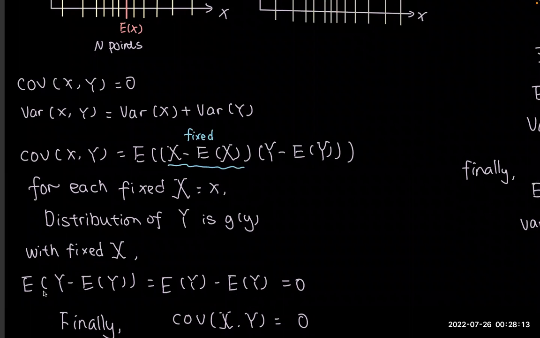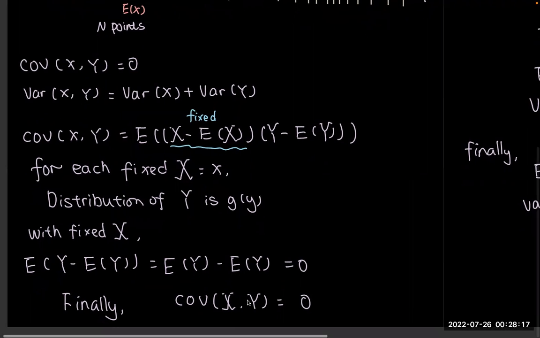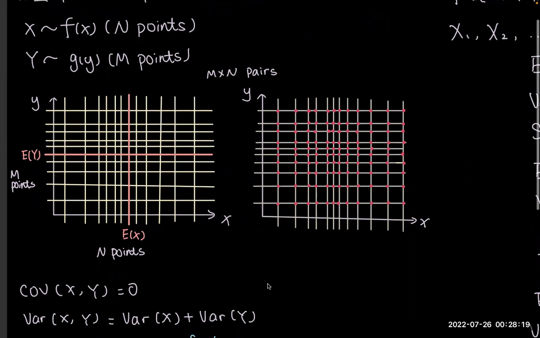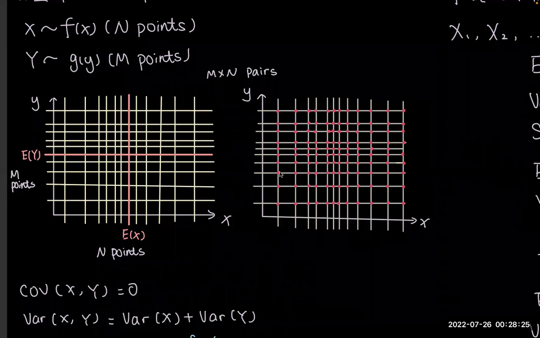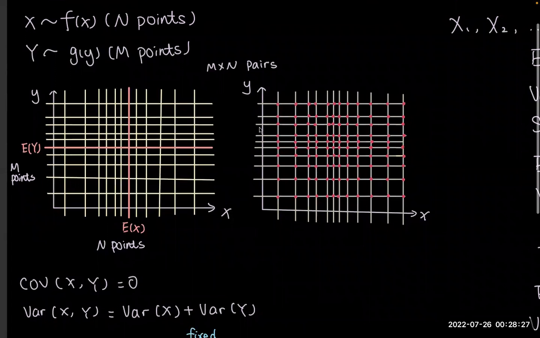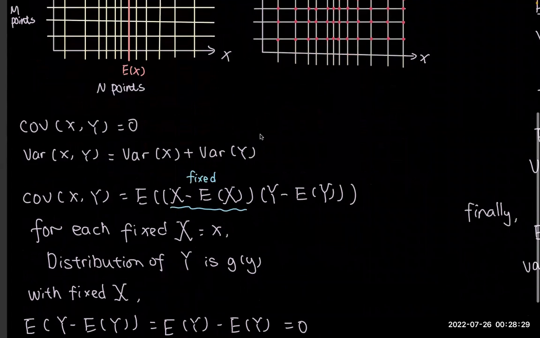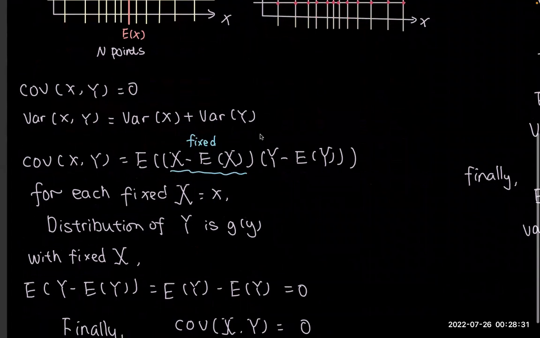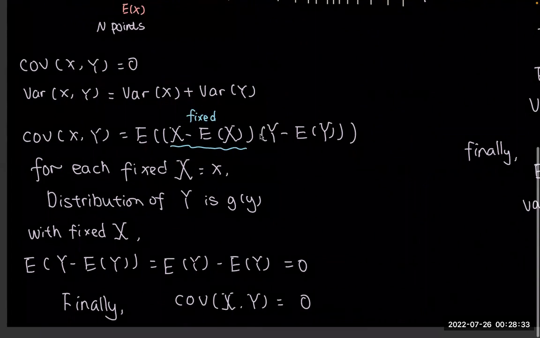Because that will be E of Y minus E of Y. This is a constant. You get 0. So the covariance is equal to 0. And also, it means that there's no trend whatsoever in this situation, right? You don't see any positive or negative trend in this type of pairing. So in that case, if X and Y are independent, then covariance of XY is equal to 0.